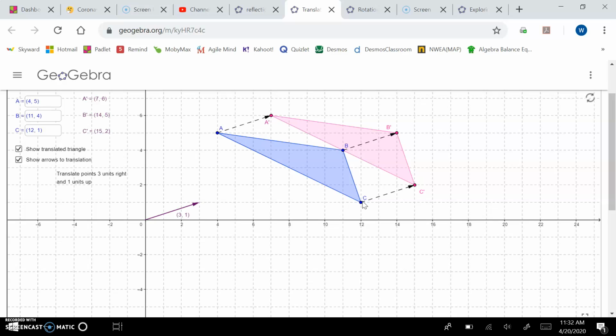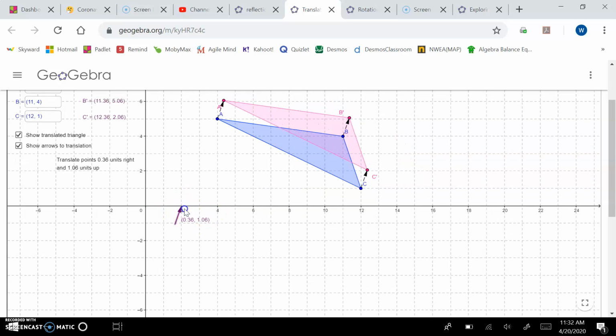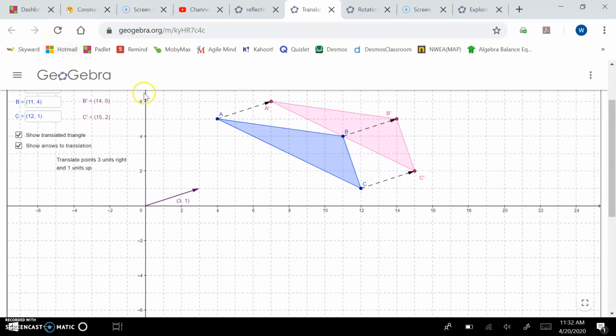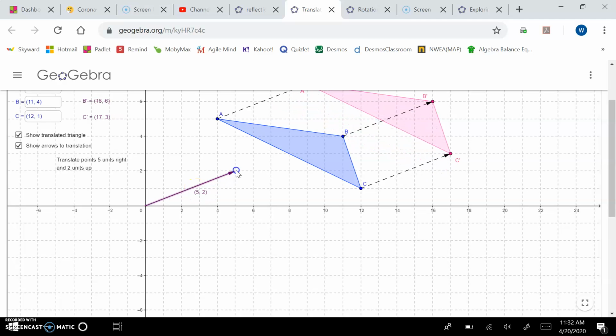And then make a prediction about what would happen if we were to translate it. The one that's shown here has been translated over 3 units, up 1 unit. What you should do is make a prediction about what would happen if you translated it right 5 units and up 2 units. Record your prediction and then drag this purple arrow so it's going from the origin over 5, up 2, and then make a prediction about where those new points are.